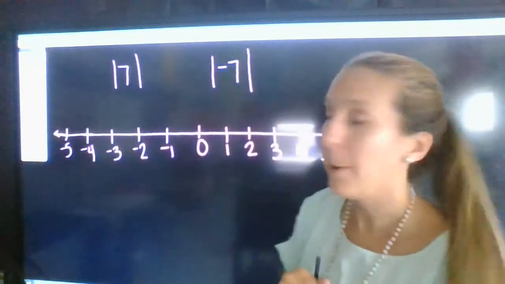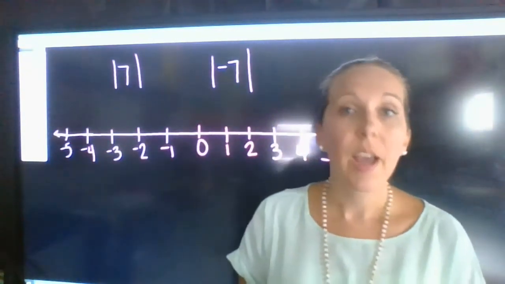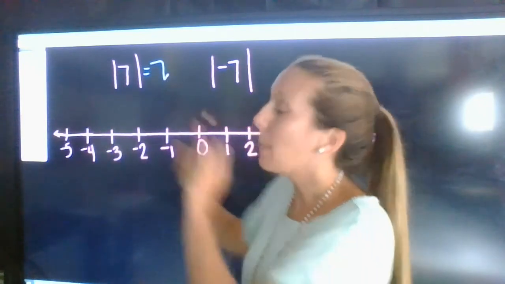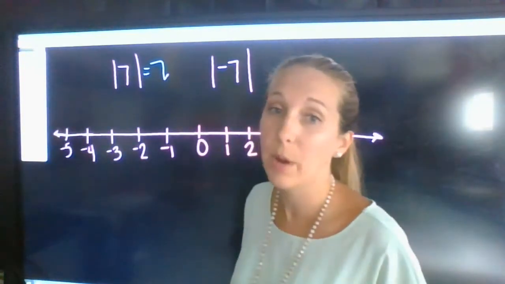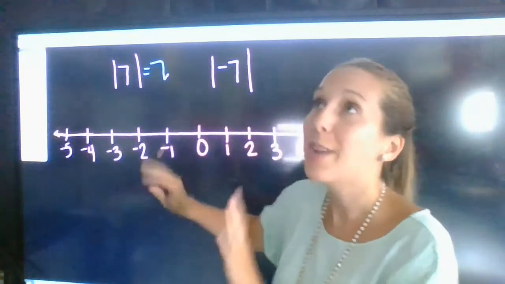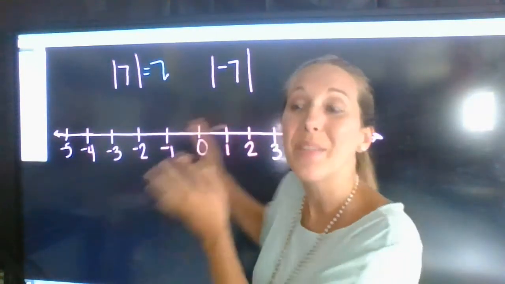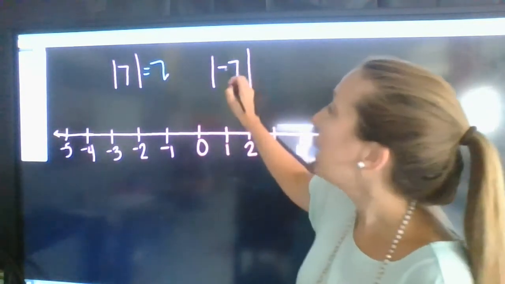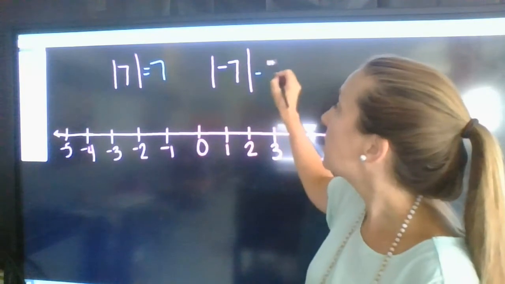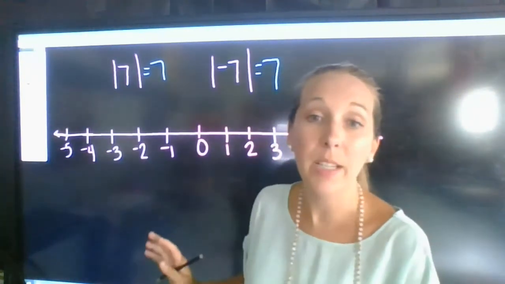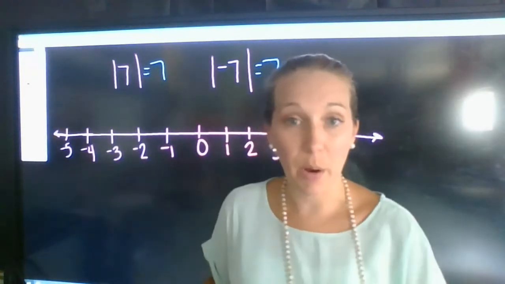One more we're going to talk about, the absolute value of 7. The absolute value of 7 is going to be 7 because you are 7 places to the left of 0. The absolute value, I said that backwards. The absolute value of 7 is 7 because you are 7 places to the right of 0 on a number line. The absolute value of negative 7 is going to be 7 because you are 7 places to the left of 0 on a number line.